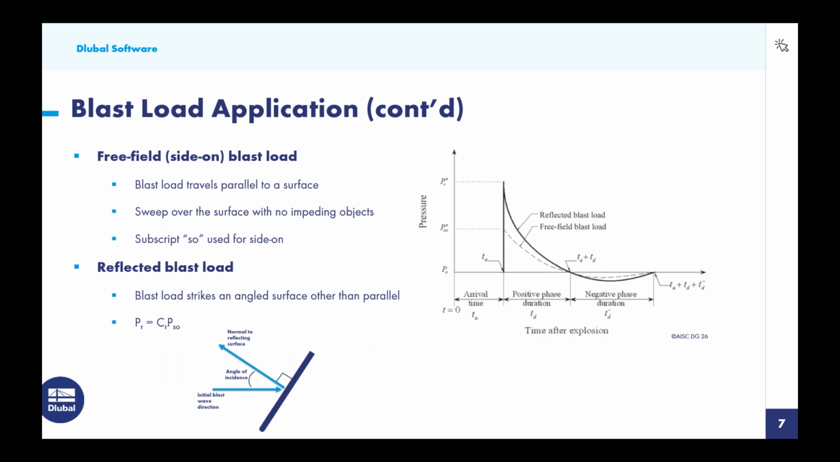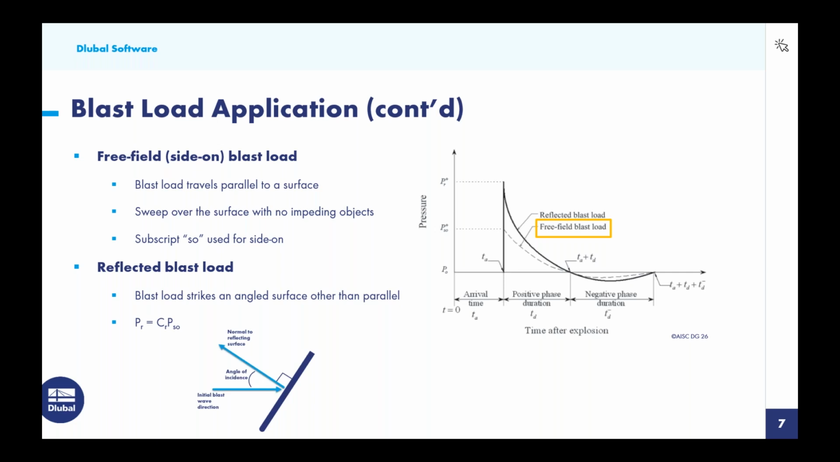So turning to the two different lines that you're noticing on this particular diagram, we have the reflected blast load shown in a solid line, and then the free field blast load shown with a dotted line. So what exactly are the differences here? We'll start off first with the free field blast load indicated by this dotted line. You notice the magnitude is much lower here. This is what we call the free field or side-on blast load, where the blast wave actually travels parallel to a surface. More or less, it's just sweeping over this surface with no impeding objects.